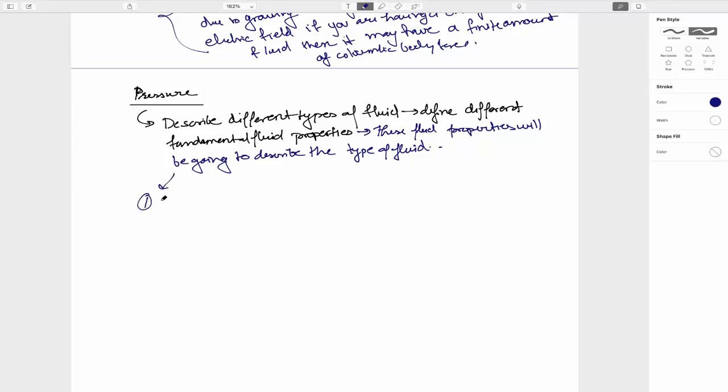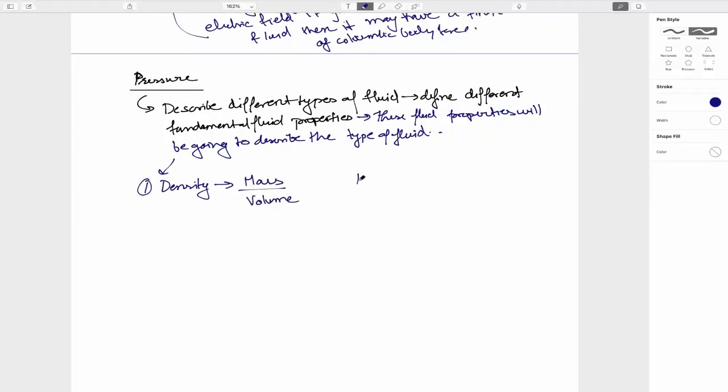First, density is nothing but the mass per unit volume. Let's say you have this cube, the volume of this fluid is V and the mass of fluid stored in it is m. Density is defined as m by V, and the SI unit is kg per meter cube.